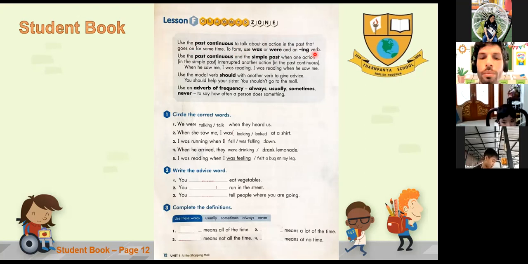When do we use past continuous tense? Okay, so when do we use past continuous tense? We use past continuous tense to talk about an action in the past.